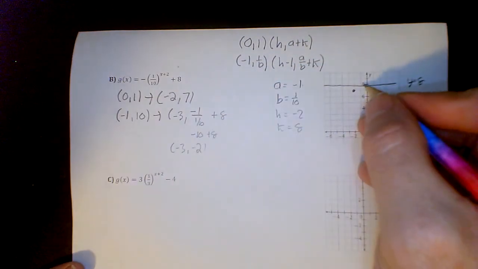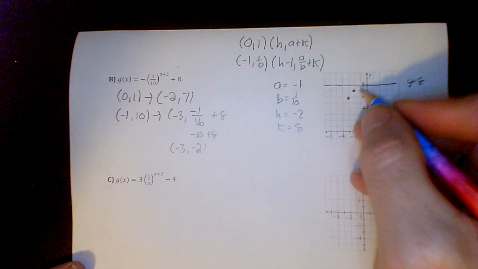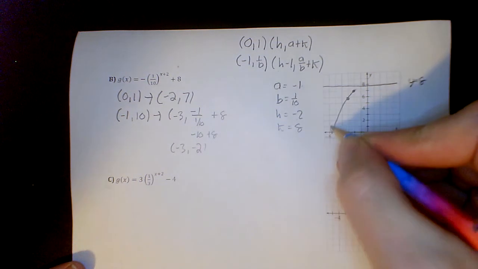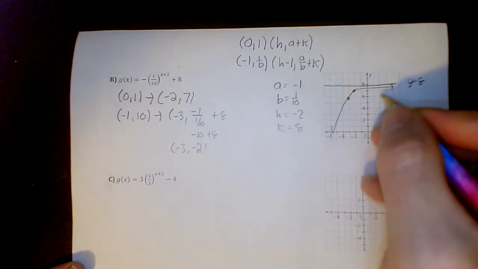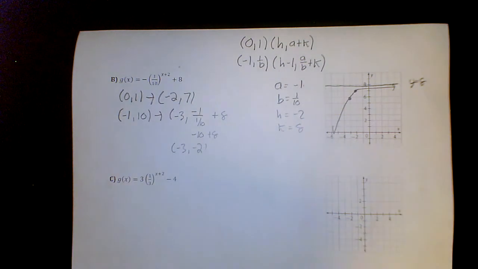So we got -3, -2. Notice that this guy right here arcs down like this, and then comes and hugs that asymptote just like that. Alright, so there's one of them.